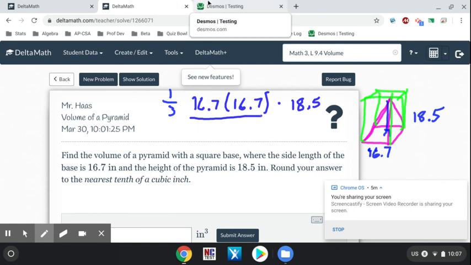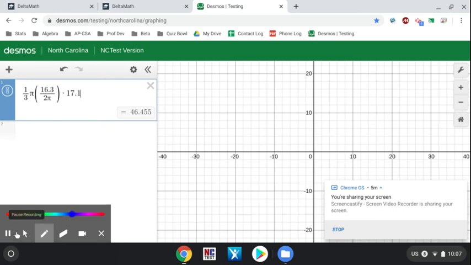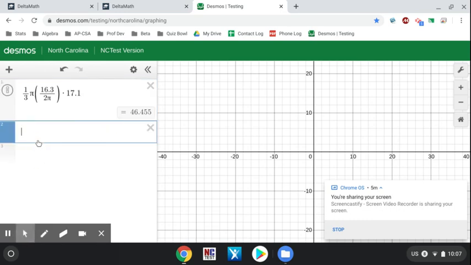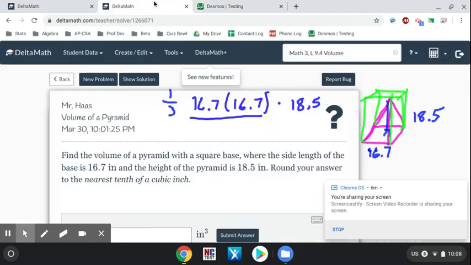I think if I just type that in Desmos, I'll have the answer we need. So let's go ahead and give it a try. 1/3, 16.7. Save yourself some time, you could do 16.7 squared, or you could type it in twice, your preference. Times 18.5, and to the nearest tenth, that's 1719.8, I believe. So that should give you the correct answer there, 1719.8, and that's how you get the volume of these pointed shapes, the cone or the pyramid. They have the 1/3 because you've lost a lot of the area by it shaving down to a point.